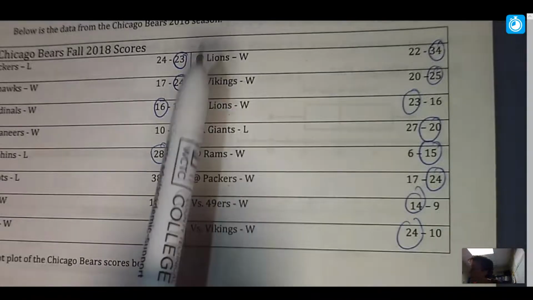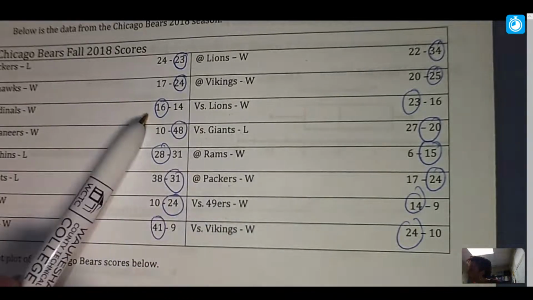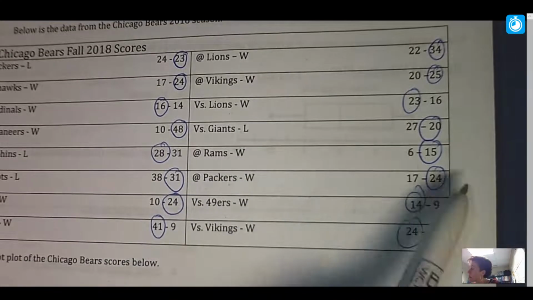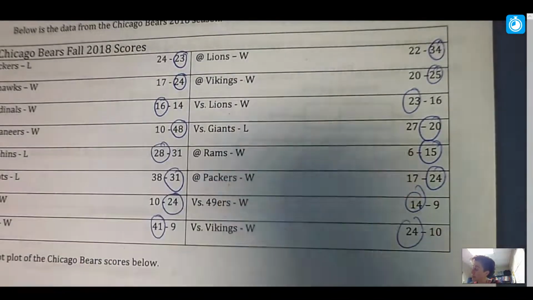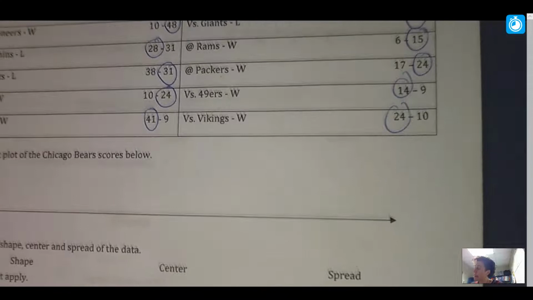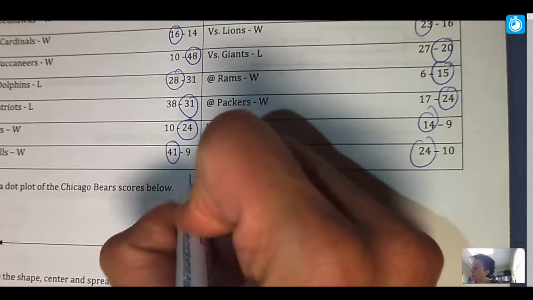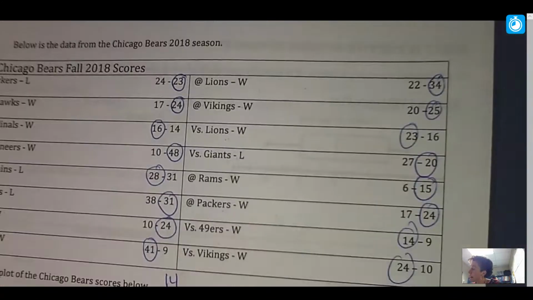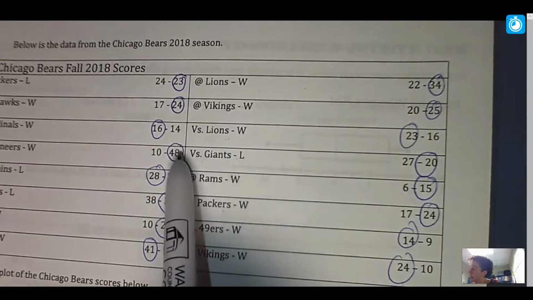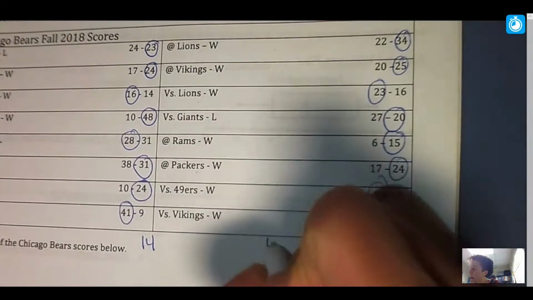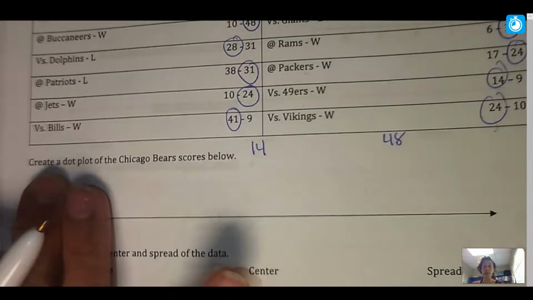So when I look at their scores, I see a low score of 16. The lowest score I see is 14. So kind of addressing some of the things, my min is going to be 14. My biggest score that I see, I see 48. That's the biggest score. So I definitely want to get anywhere from 14 to 48.